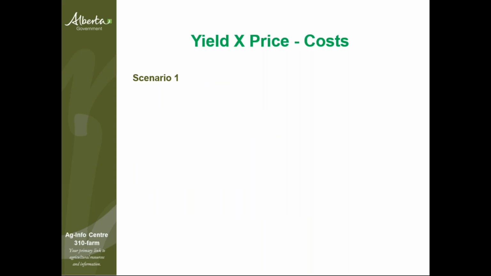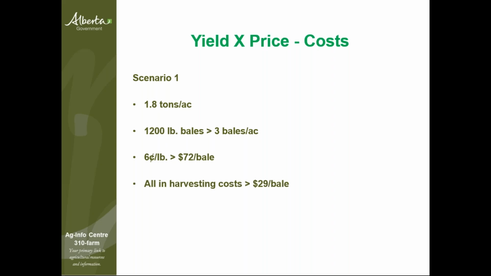I'm going to give you one scenario. The first scenario is 1.8 tons to the acre, which with 1,200 pound bales results in 3 bales to the acre. I'm going to use 6 cents a pound, and I think this year that's probably going to be the low end of where the hay is going to settle out. So that gives us $72 a bale. And if we take the all-in harvesting costs on average of $29 a bale, that will leave a standing hay price of about $43 a bale.